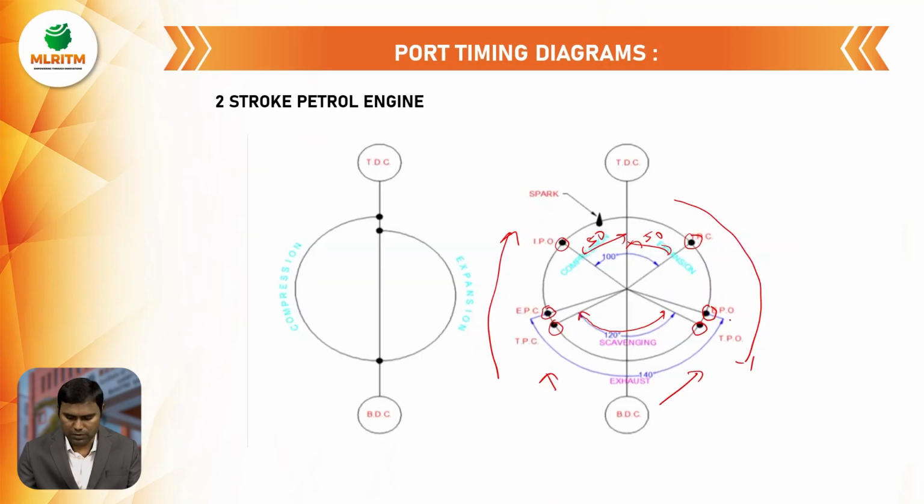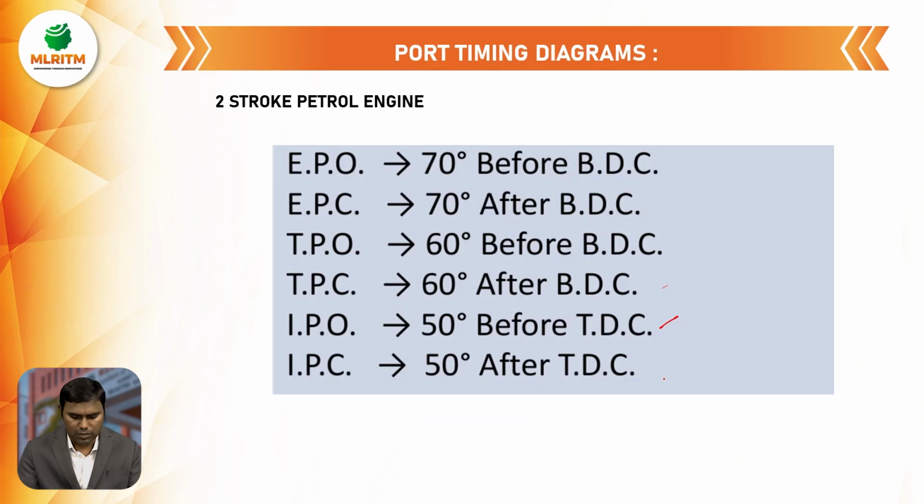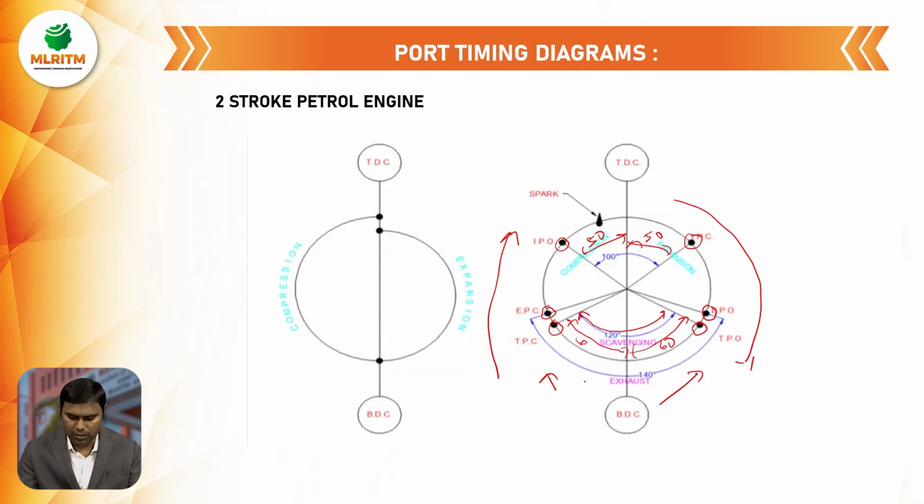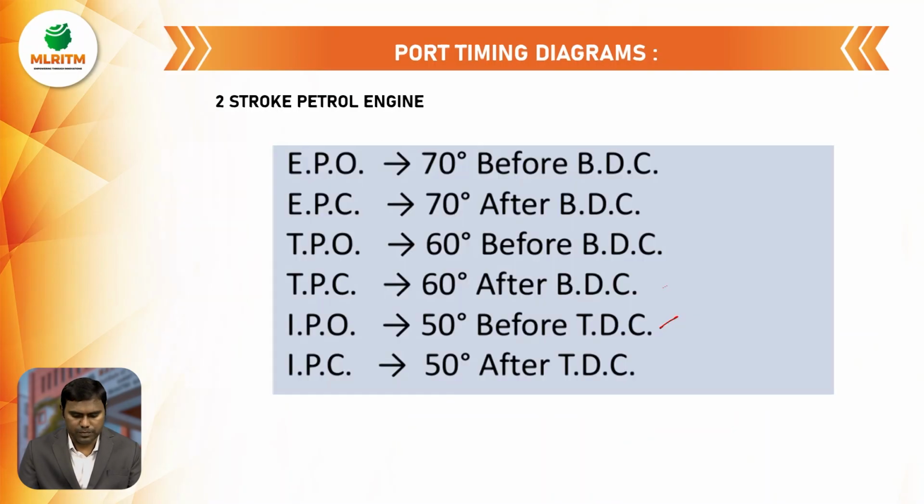So this is called a transfer port. Next one is the transfer port, 60 degrees, and this one is 60 degrees. And next one is the exhaust port. The exhaust port opens 70 degrees before BDC, and closes 70 degrees after TDC. So this is 70 degrees and this is 70 degrees. For analyzing these angles, we draw the diagram, and that is called a port timing diagram.